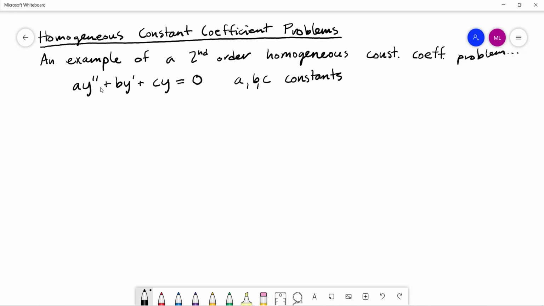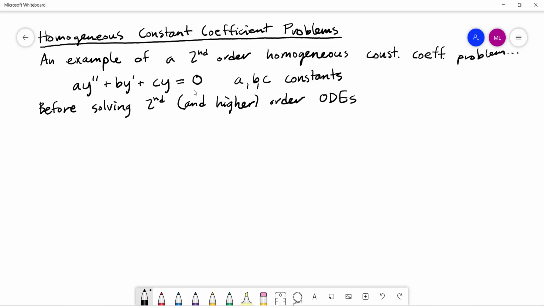But before we try to solve a second order version of this, I want to take a look at the equivalent if it was just a first order. So before solving the second order version and higher, before solving these higher order ones, let's solve the first order version.